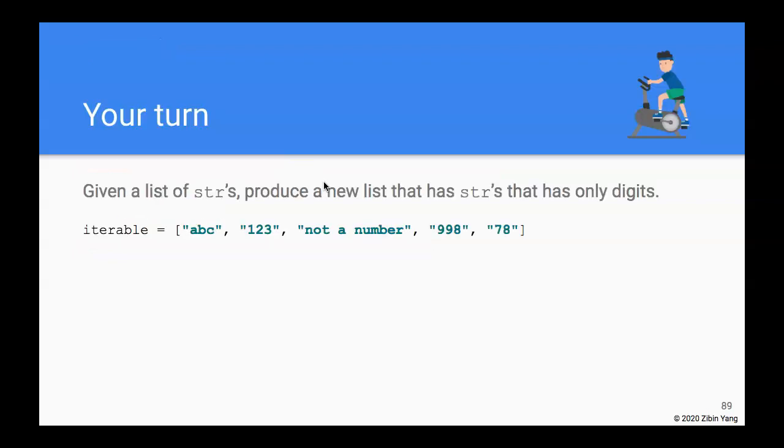So here is a little exercise for you. Given a list of strings, can you use filter to produce a new list that has all the strings that only have digits in them? So, keep 1, 2, 3, but throw away A, B, C. So pause the video, please, and give that a try.